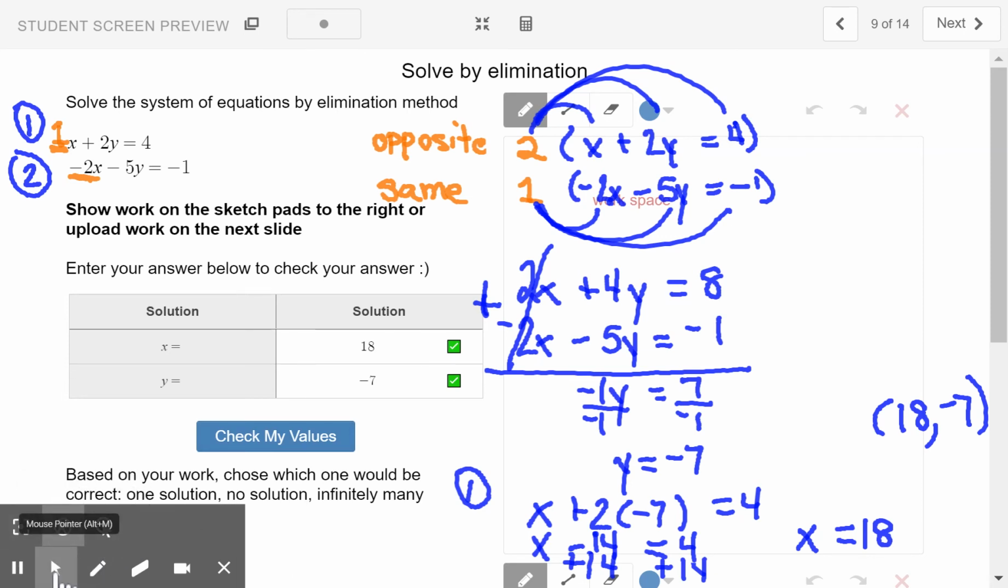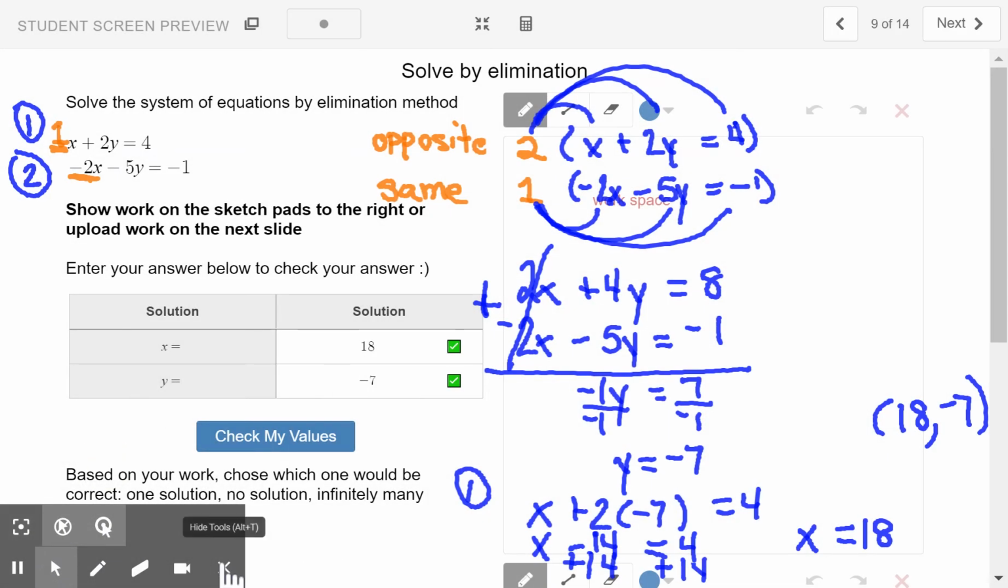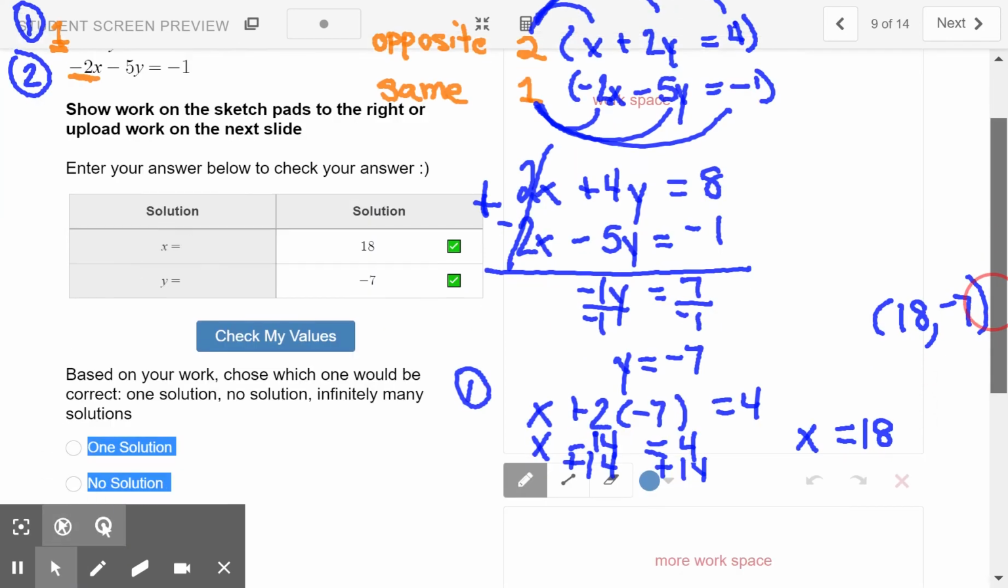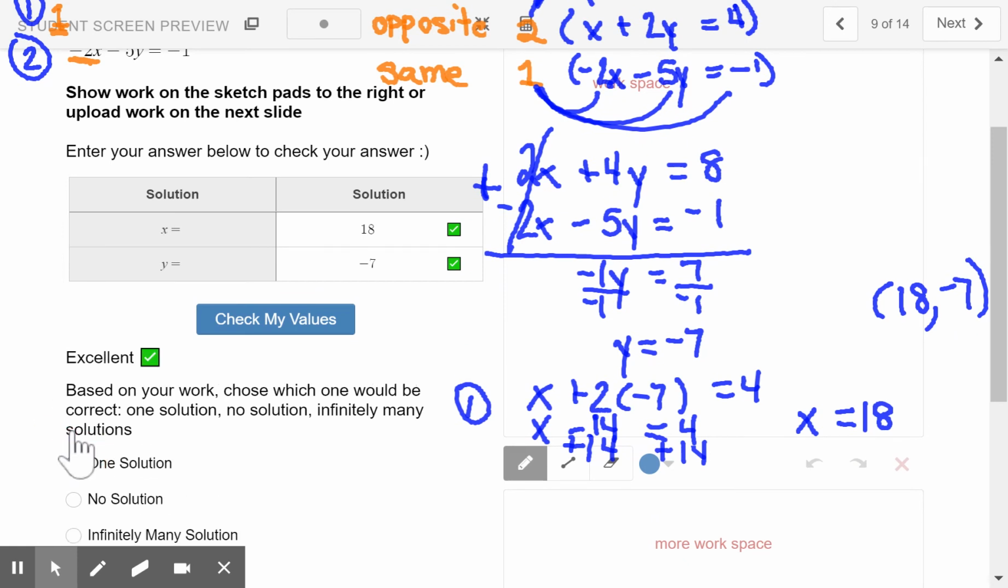And then I even have this bubble, even though I can't get to it. I move my screen up. Sorry guys, I was blocking. If you click 1 solution, it's going to say excellent. All right, we did it right. So we're good to go.